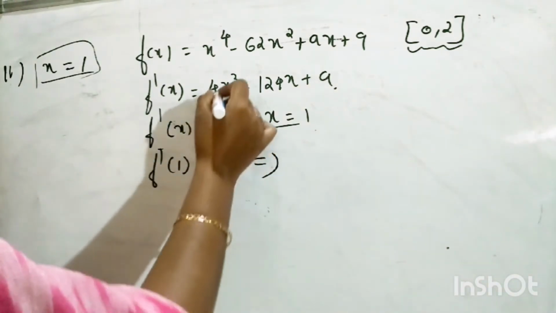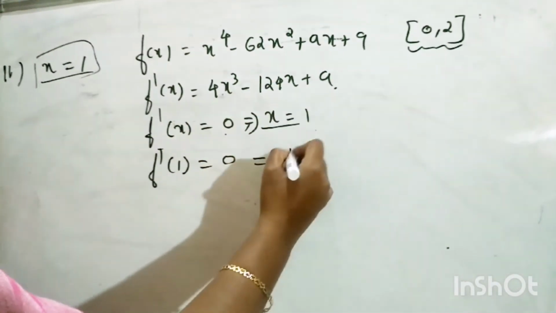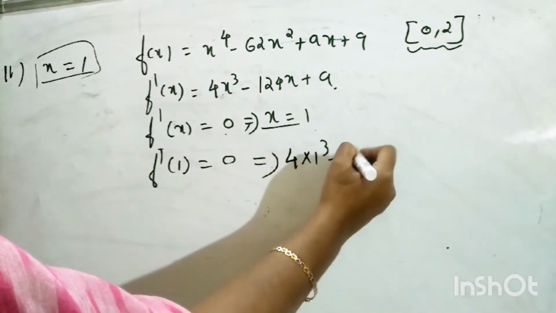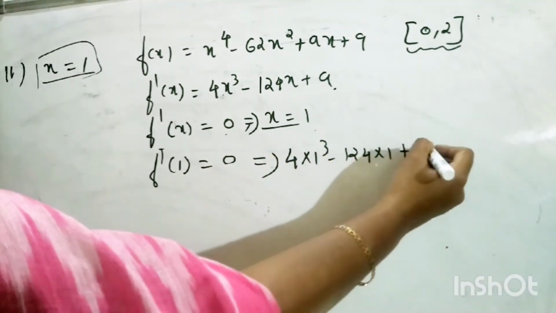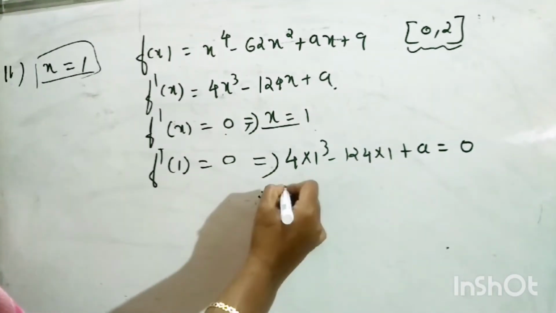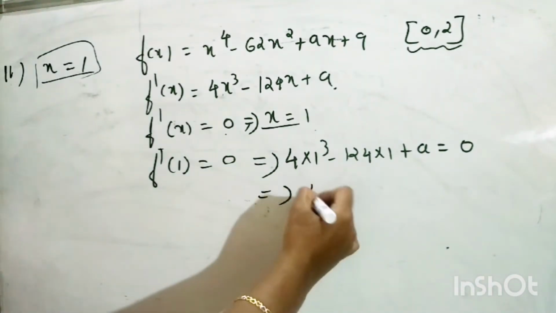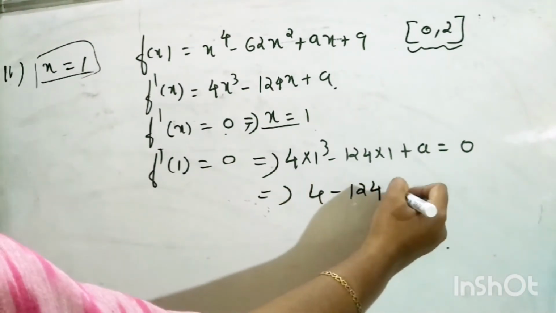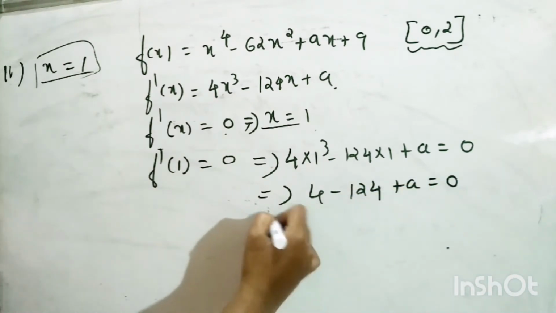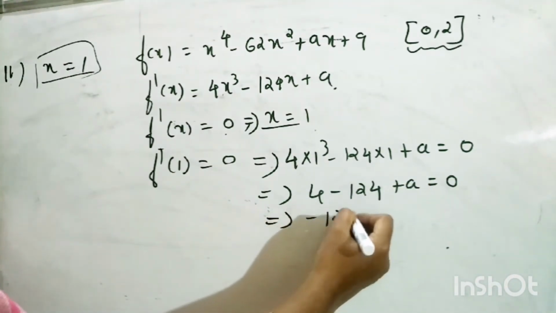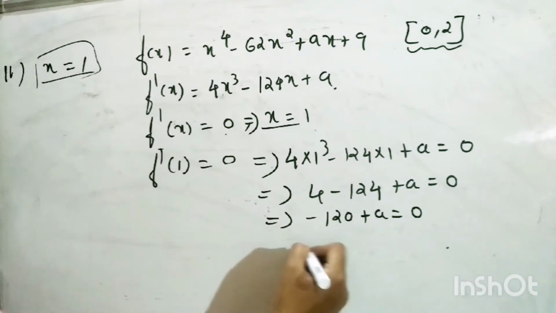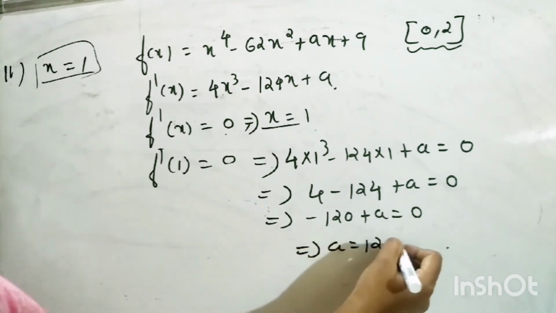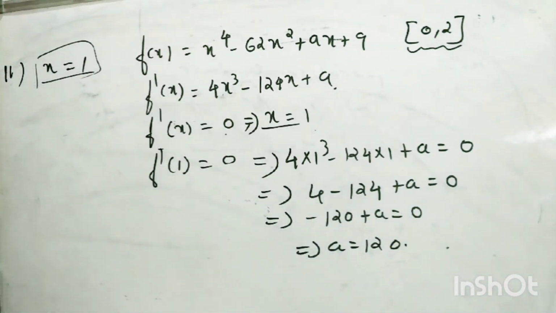And this implies, just put x is equal to 1 in this, then we will have 4 into 1 cube minus 124 into 1 plus a is equal to 0. That implies 4 minus 124 plus a is equal to 0, and thus minus 120 plus a is equal to 0, which implies a is equal to 120. So the value of a is equal to 120.